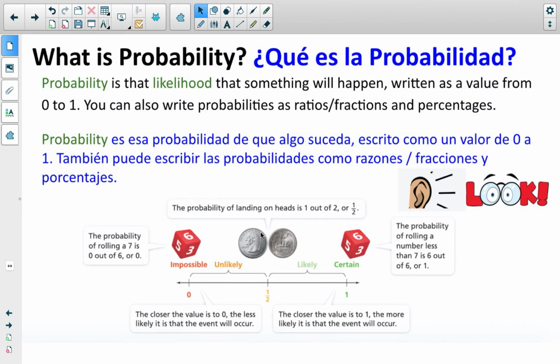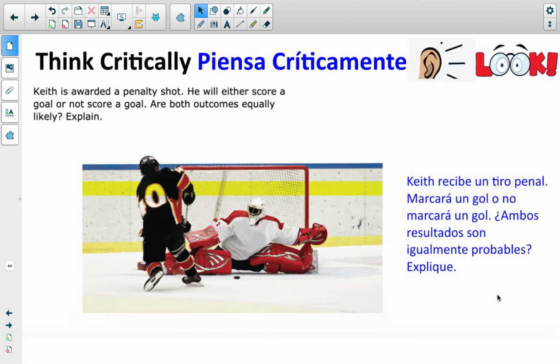Just a quick look once again at what is probability. We've seen this slide every lesson so far in Module 5. Remember, we're talking about the likelihood of something to happen. It doesn't mean we're getting an exact accurate measure, but it's allowing us to make a reasonable estimation or guess.